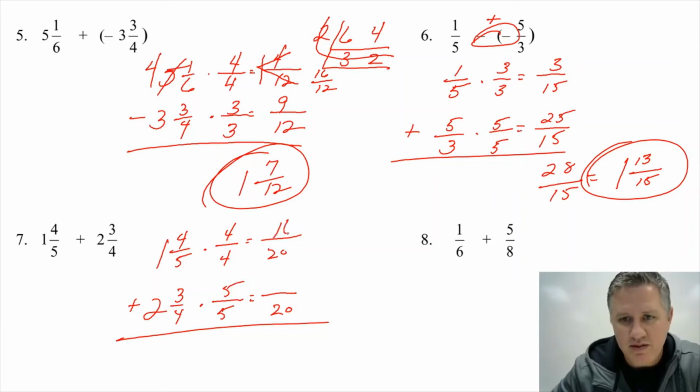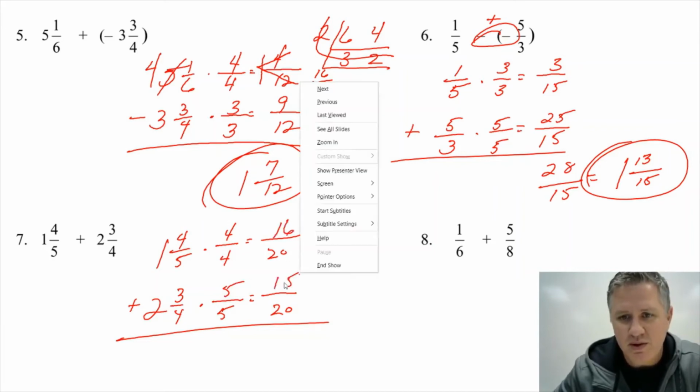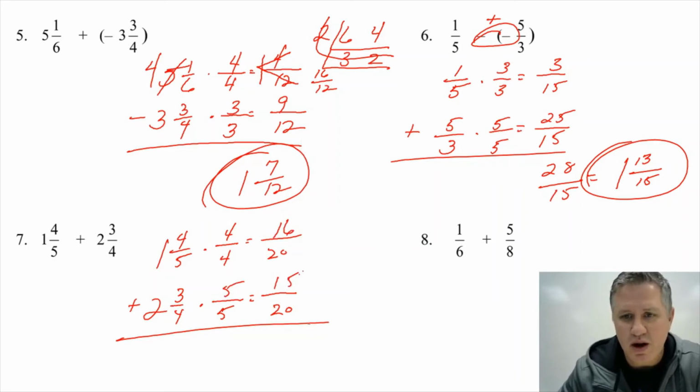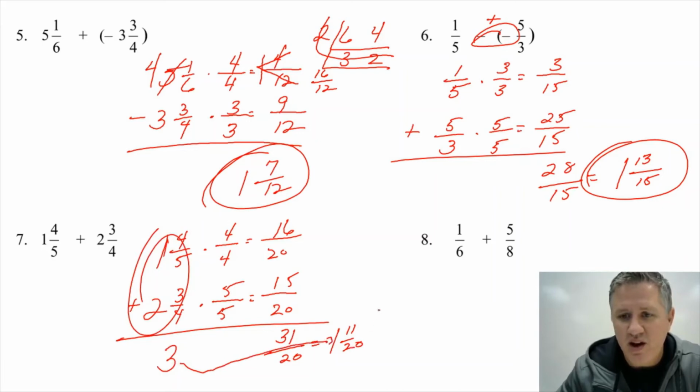All right, 16 for my numerator over here, 15 for my numerator over here. It's an addition problem, so I'm going to add, and I get 31/20. And I'm going to regroup that. 20 goes into 31 one time with 11/20 left over. Don't forget about your whole numbers. 2 plus 1 is 3. So now we add these two things together to get my final answer of 4 and 11/20.